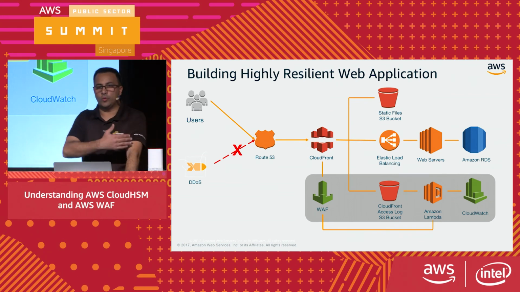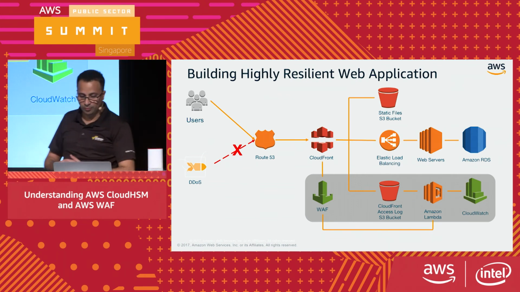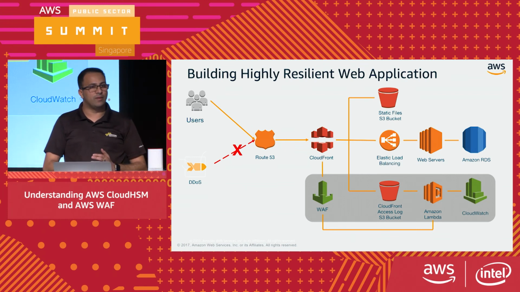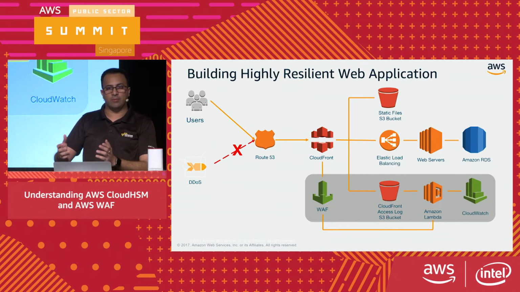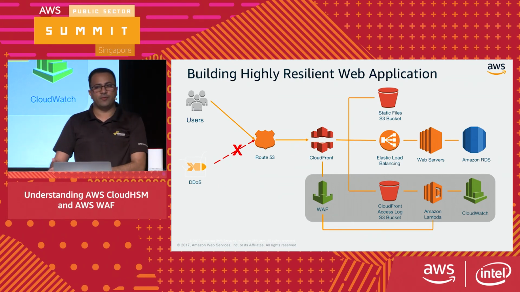So you can say, all right, I want to have 30% going to availability zone A, I want 70% going to availability zone B. So during a DDoS attack, you can then do the traffic management accordingly, and you can manage those controls from Route 53. The second layer of defense is CloudFront.